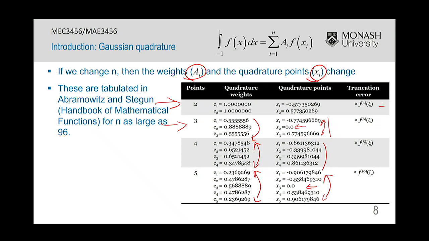These values are tabulated in a quite famous book called Abramowitz and Stegun, known as the Handbook of Mathematical Functions, for n as large as 96. You also find these things at websites such as Wolfram Alpha and other places like that.